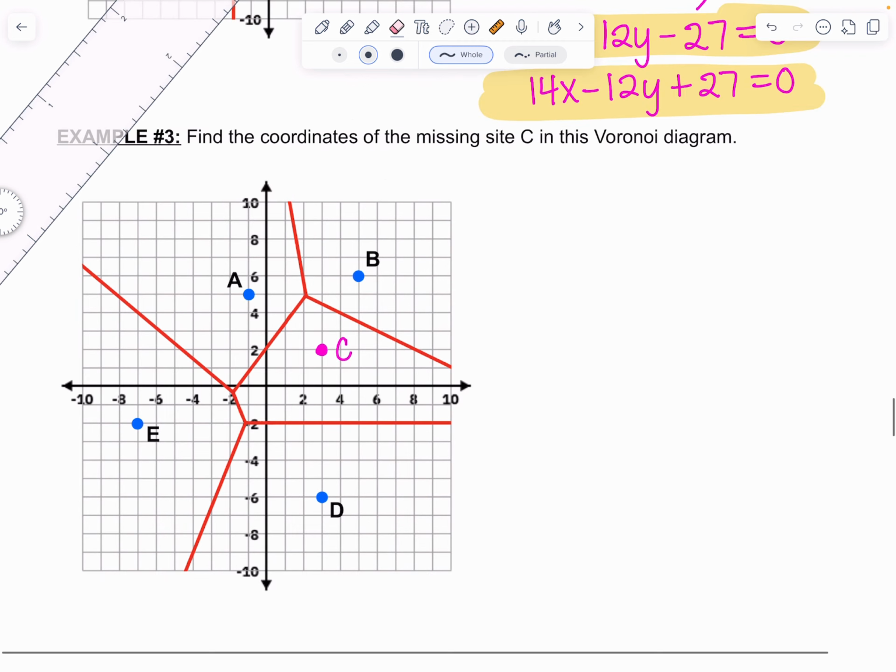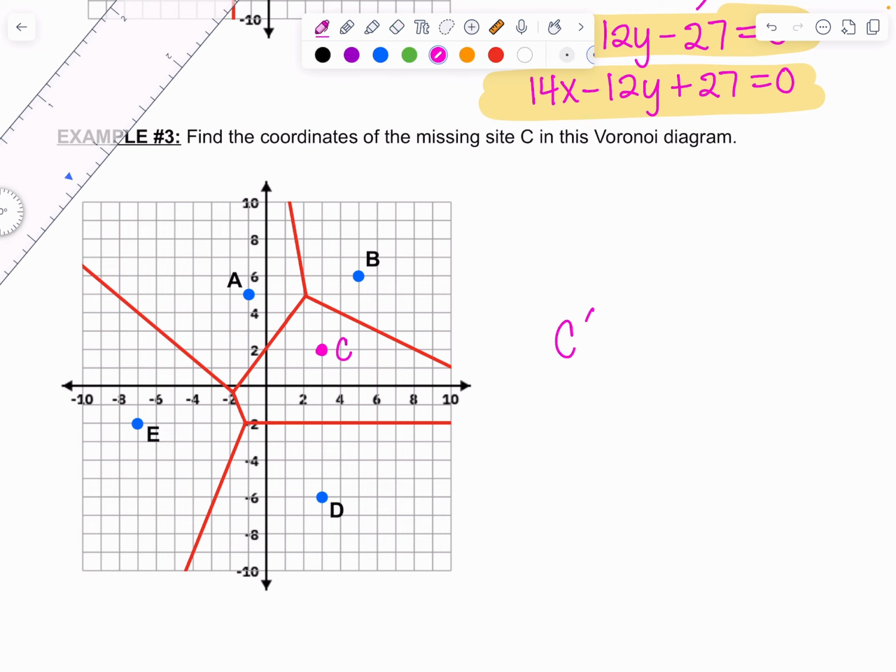All right. So the coordinates of C is located at 3, 2.